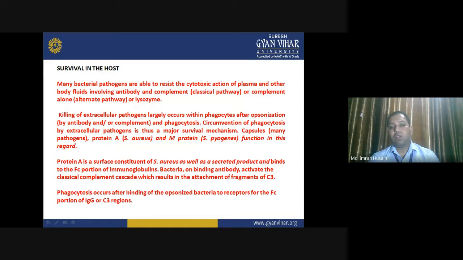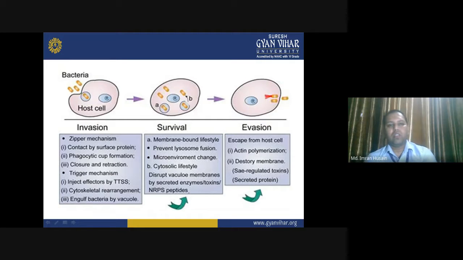Bacteria on binding antibody activates the classical complement cascade, which results in the attachment of fragment C3. Phagocytosis occurs after binding of opsonized bacteria to receptors for the Fc portion of IgG or C3 regions. So here you can see bacteria and the host cell.